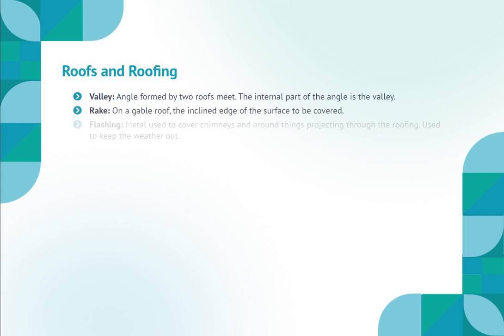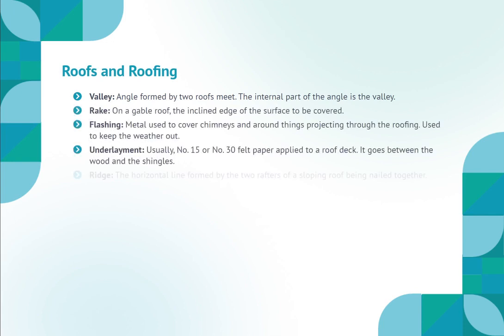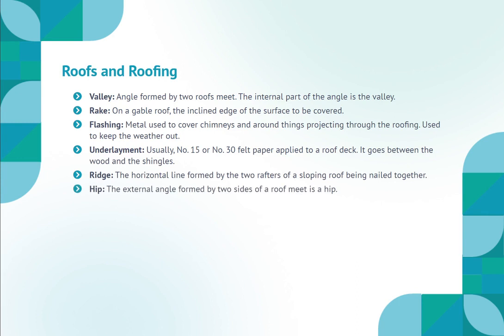Valley. Angle formed where two roofs meet. The internal part of the angle is the valley. Rake. On a gable roof, the inclined edge of the surface to be covered. Flashing. Metal used to cover chimneys and around things projecting through the roofing. Used to keep the weather out. Underlayment. Usually, number 15 or number 30 felt paper applied to a roof deck. It goes between the wood and the shingles. Ridge. The horizontal line formed by the two rafters of a sloping roof being nailed together. Hip. The external angle formed where two sides of a roof meet is a hip.